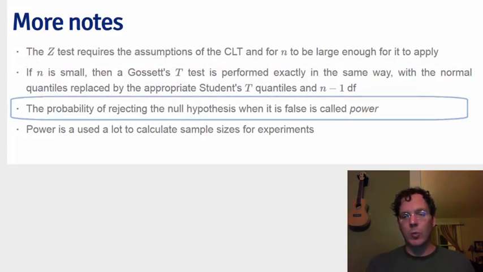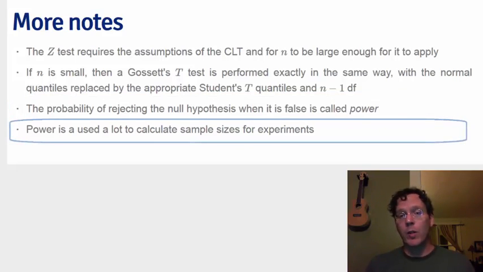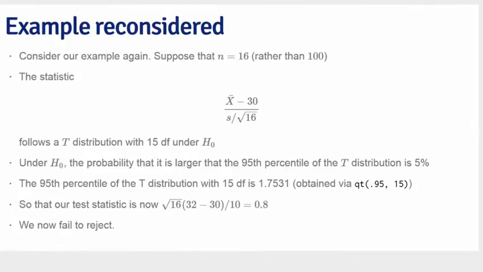And again, to reiterate this point, the probability of rejecting the null hypothesis when it's false, 1 minus the type 2 error rate, is called power. And as we mentioned before, power is the only way it's really under our control in the way we've designed hypothesis testing is at the study design stage, and the easiest way to control it is to increase the size of the study, the number of observations that you collect. So consider our example again. Suppose that n was 16 rather than 100.